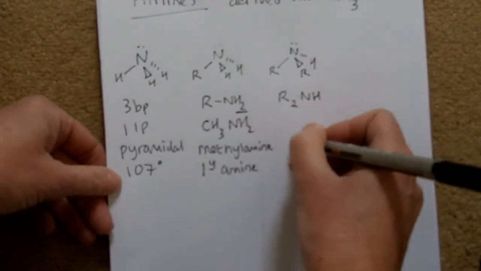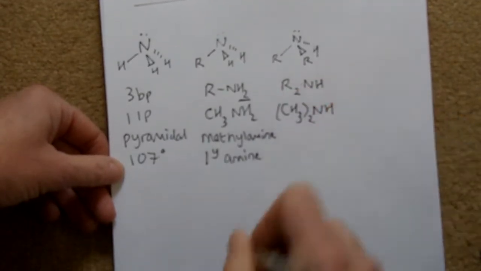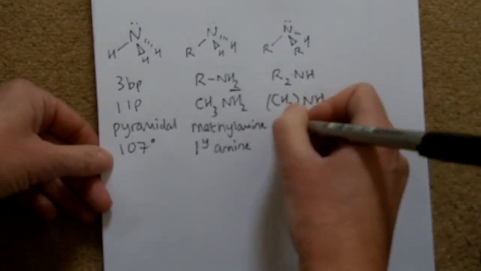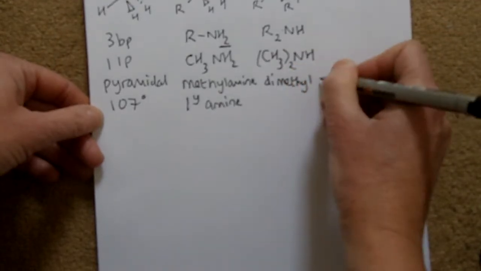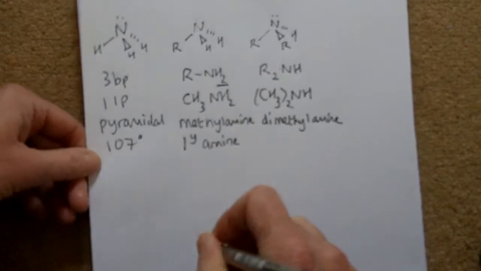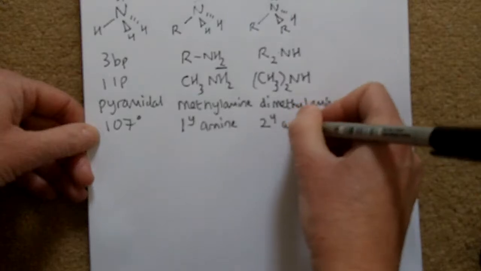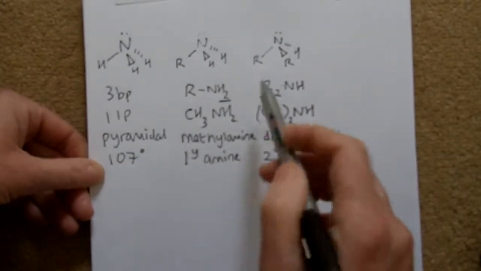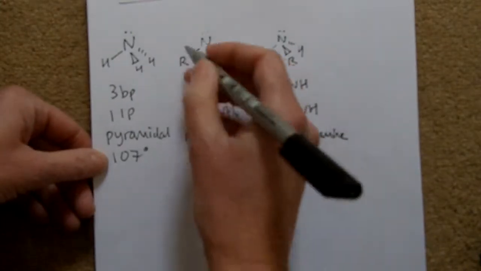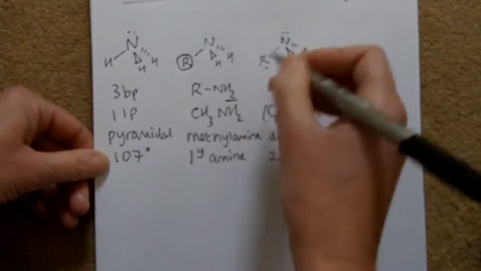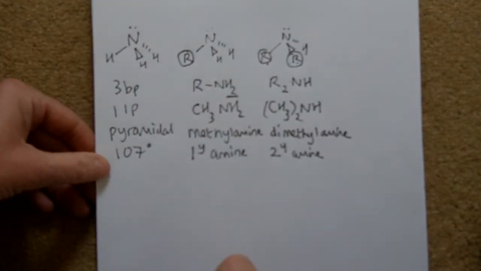So if they are the same R group, so if it was 2 methyls, then that would be called dimethylamine. Okay, and that is classified as a secondary amine, because you have got 2 methyl groups, 2 R groups. So a primary amine has got 1 R group, a secondary amine has got 2. Okay, you can have different groups though.